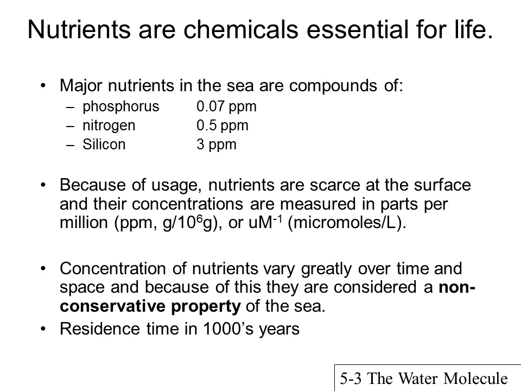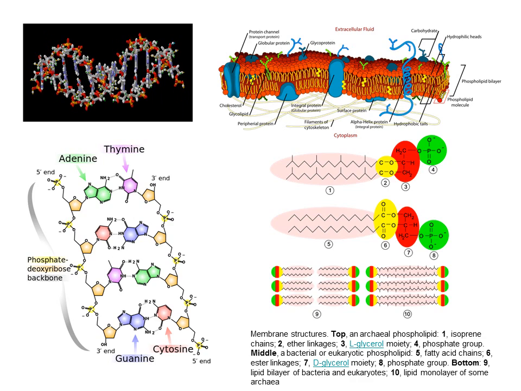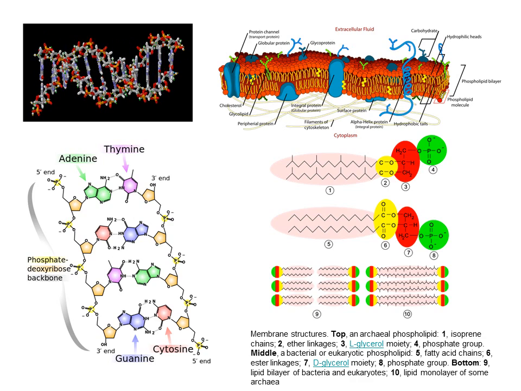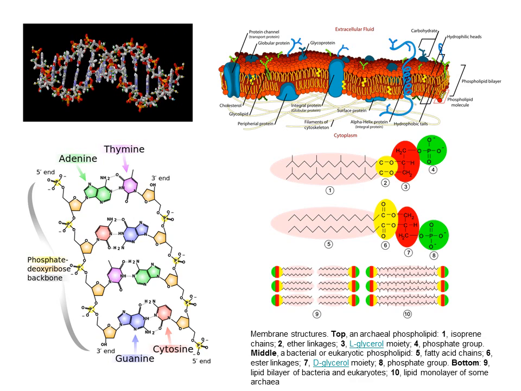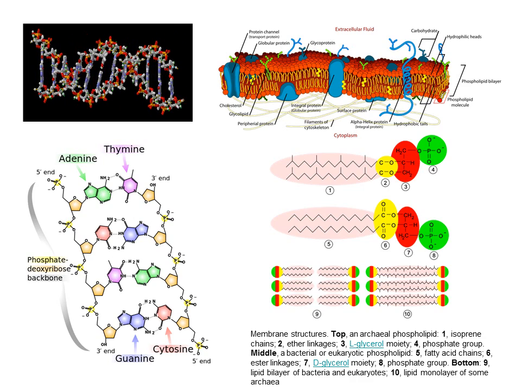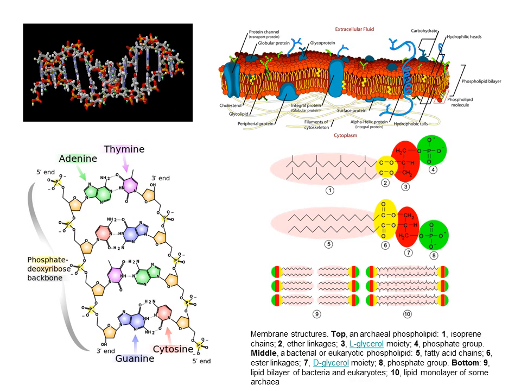Okay. Life uses up these nutrients and removes them from the ocean. And that high rate of removal leads to a short residence time. Okay, so this is just a little diagram showing why these things are important. We're just looking at nitrogen and phosphate, N and P, whatever, it doesn't really matter. They're essential for all kinds of biomolecules.